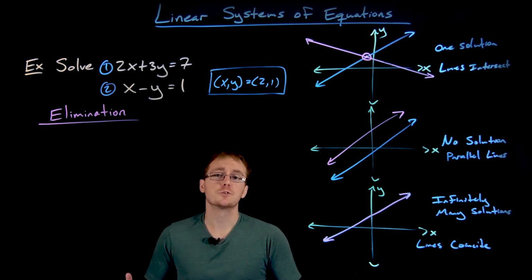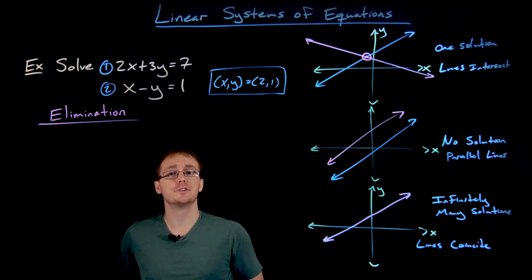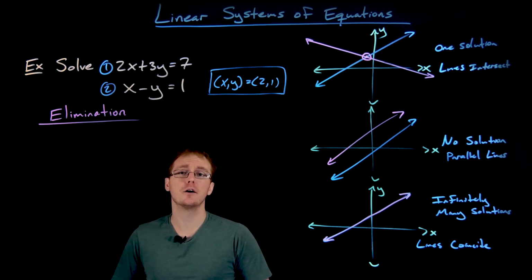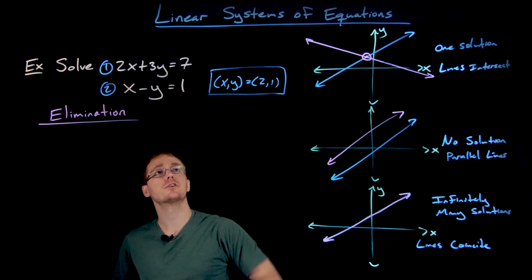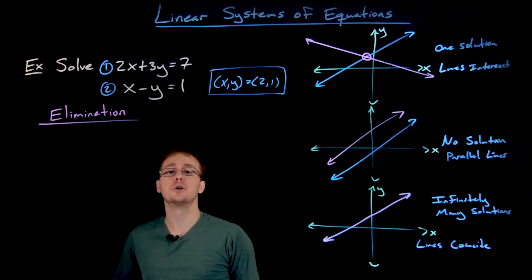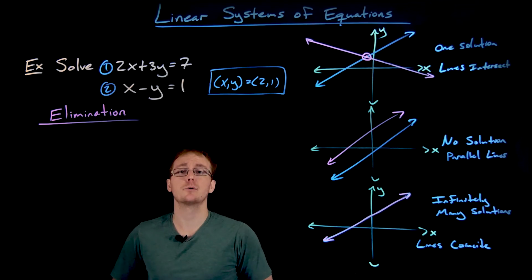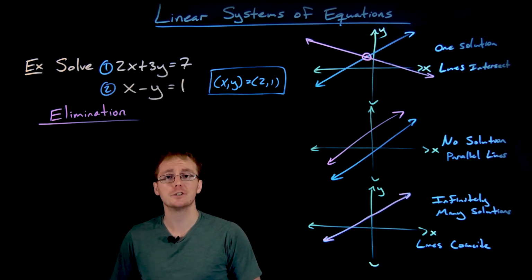All right, everyone. So we just ran through this example using the substitution method to solve our system of linear equations. And we found our solution was the ordered pair (2, 1). And so now I also want to review the elimination technique for solving such a system of linear equations.